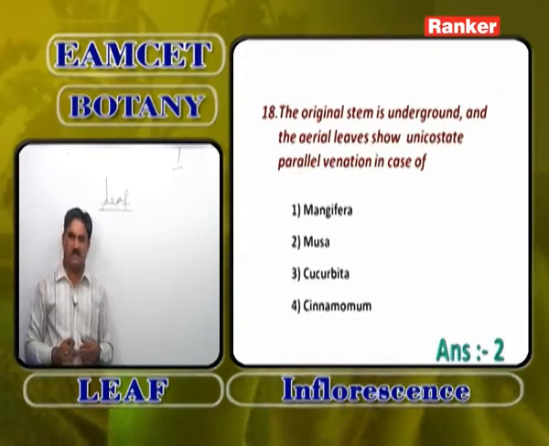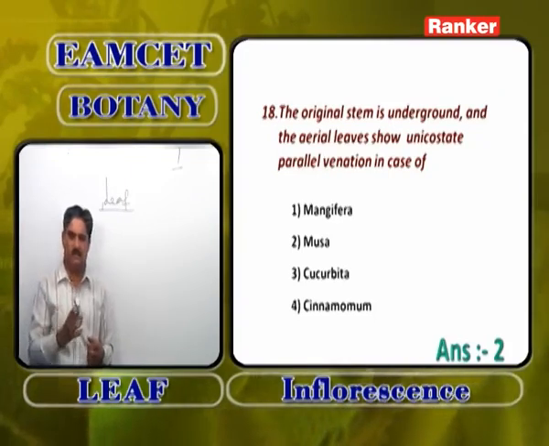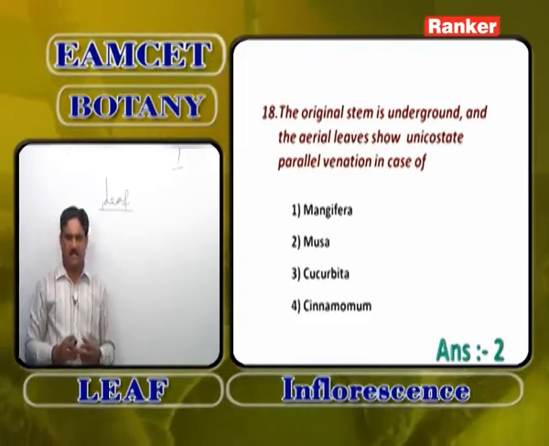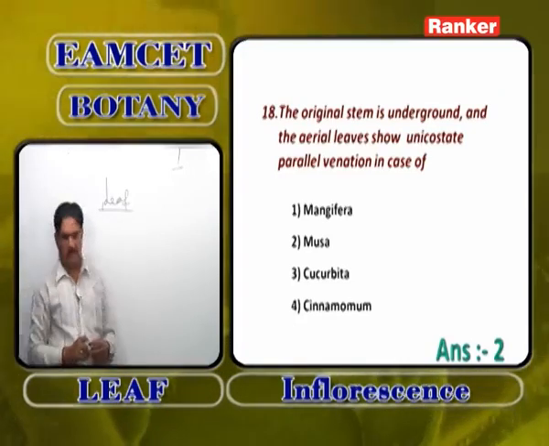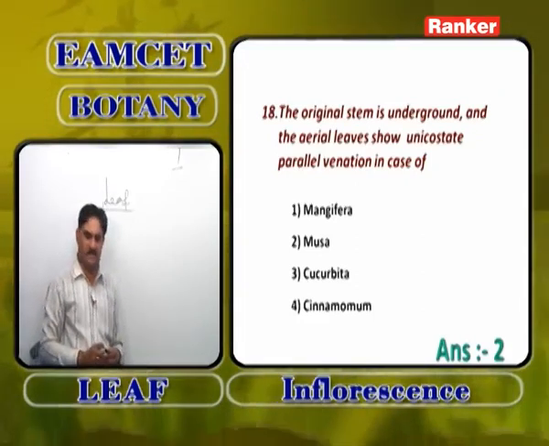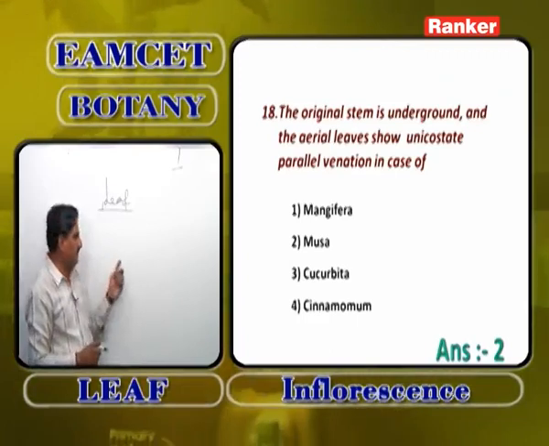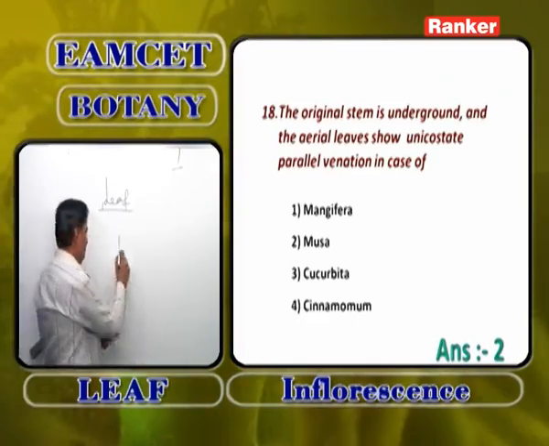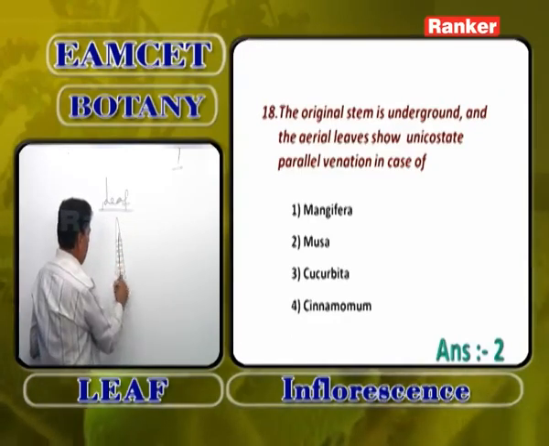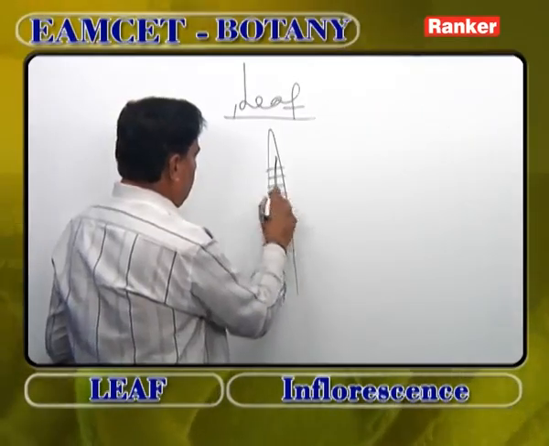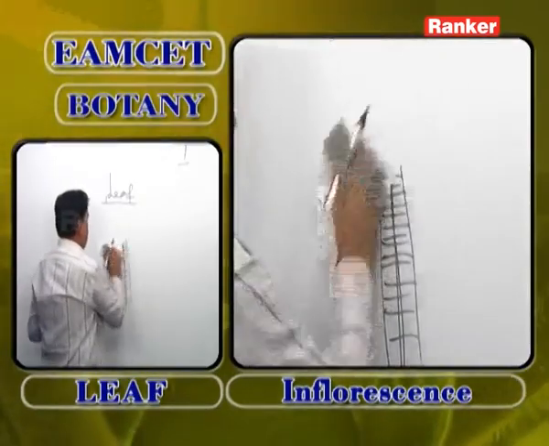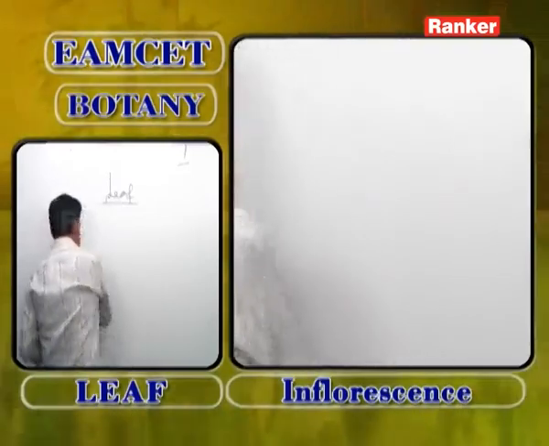The original stem is underground means the actual stem is an underground rhizome. The aerial stem is formed by the fusion of sheathing leaf bases, so ultimately that is called a pseudostem. So the answer, the original stem is underground and the aerial leaves show unicostate parallel venation, is the case of Musa. Unicostate parallel venation means only one midrib will be there, and the leaf lamina shows veins one after the other.